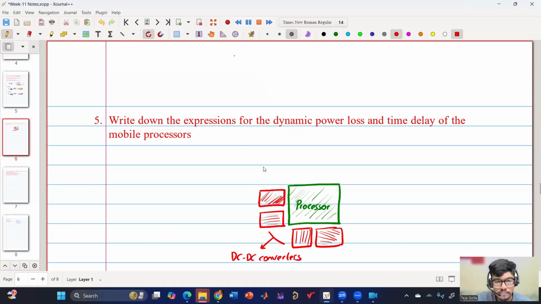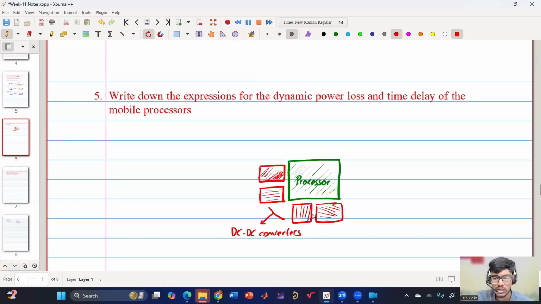Similar to the processor, there is RAM, there is memory. In a PC, we have DDR5 RAM. All these need power. So these DC-DC converters will supply the power.